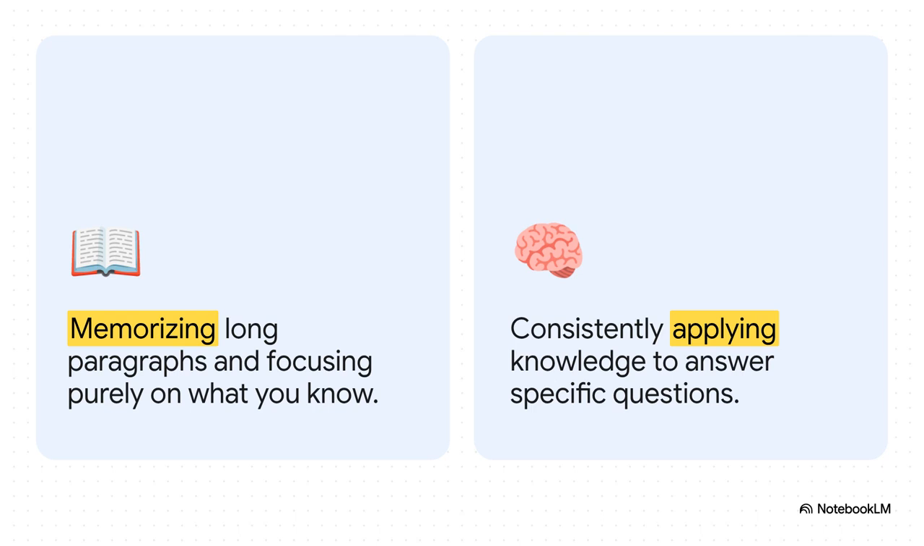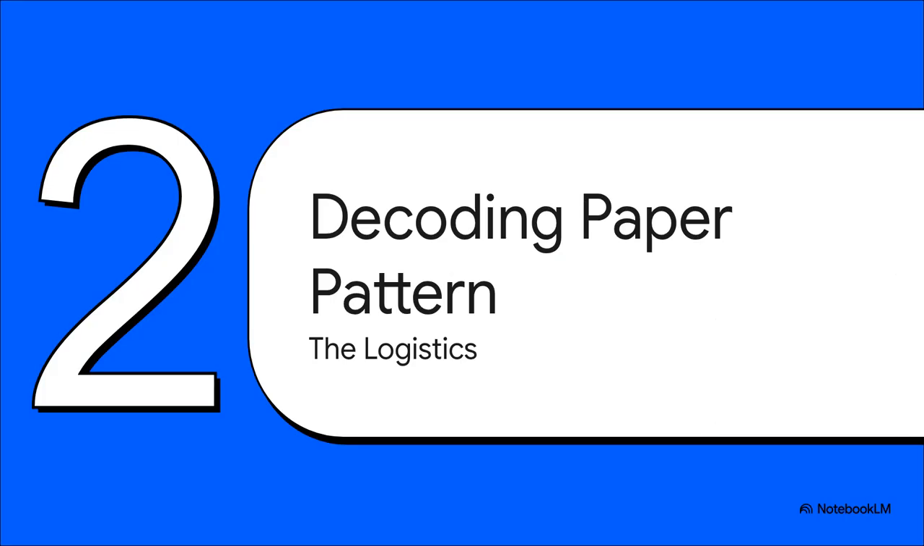That era is over. The new way focuses not just on what you know, but how well you actually use that knowledge to answer the specific question in front of you. It's like a puzzle. Cambridge wants to see you explain causes, consequences, and relationships consistently, from the very first page to the very last. Moving right along to Section 2, decoding the paper pattern.